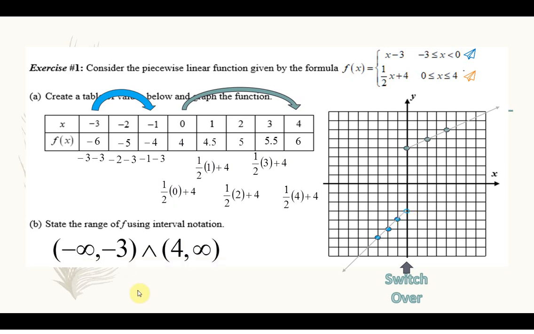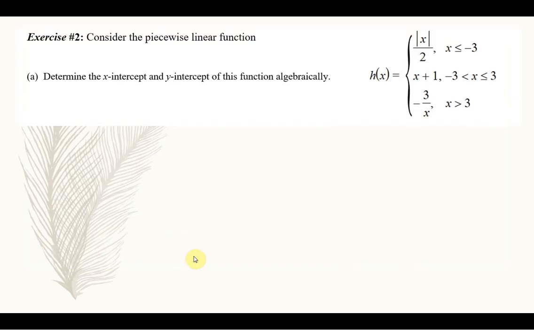Now that little symbol in the middle means and. And then I have a big jump. I have a closed circle at 4, which should be a square bracket at 4. And then we go up to positive infinity. That should be a bracket. Whoopsies. Bracket. Anyway, that's how you do it.